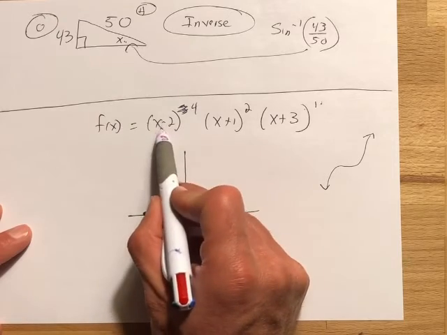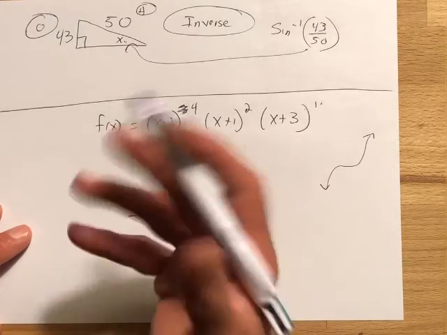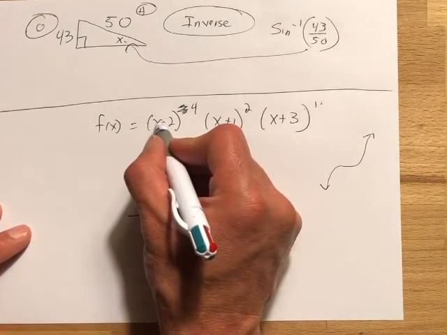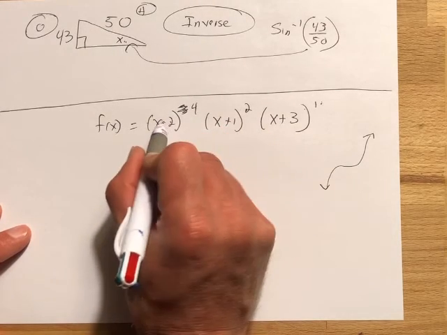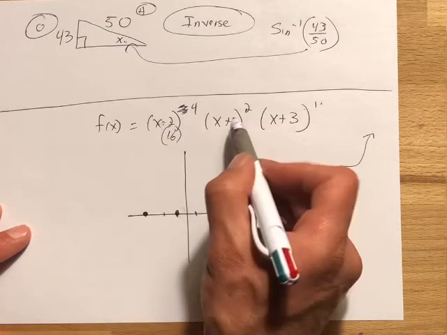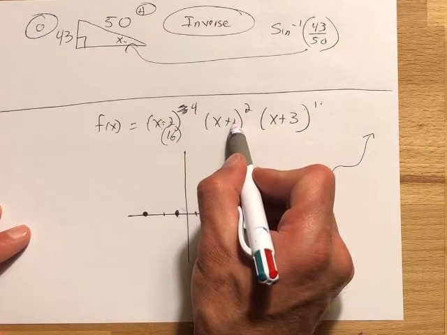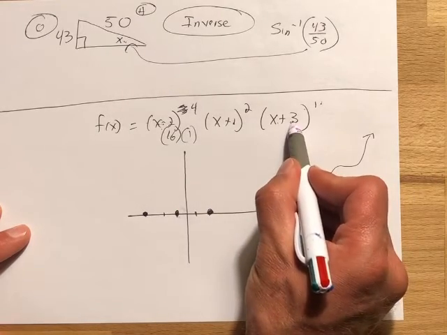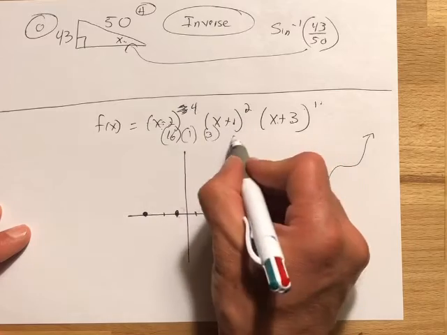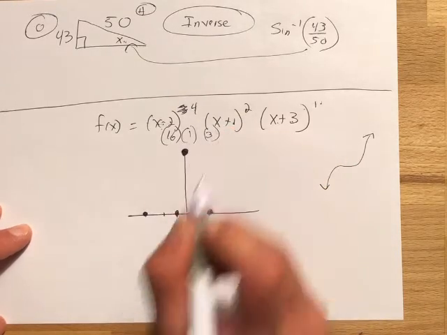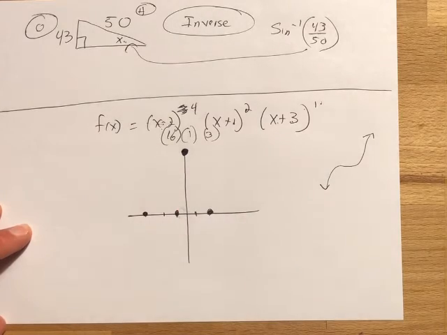Now, we're going to figure out my y-intercept as well. If I want to figure out my y-intercept, you should remember, plug 0 in for your x. So 0 minus 2 is -2 to the 4th is 16 times 0 plus 1 is 1, 1 squared is 1. 0 plus 3 is 3, 3 squared. So we're going to have a y-intercept of 0, 48, which is way up here.